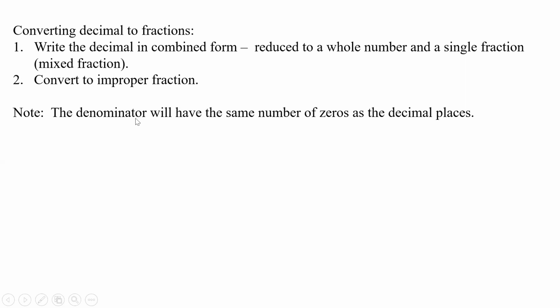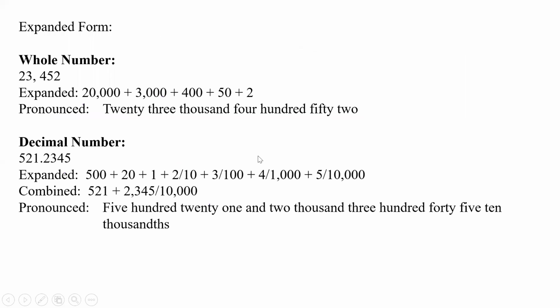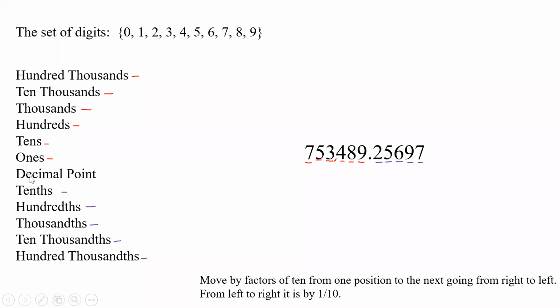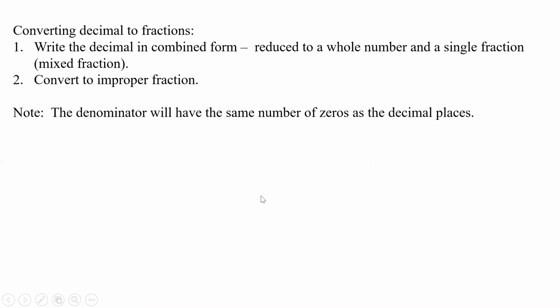So that's how we convert the decimal to a fraction, because we're going to go to an improper fraction. And the thing to note is the denominator is going to have the same number of zeros as the number of decimal places. And we can see that with this one, we have 1, 2, 3 decimal places, and we have 1, 2, 3 zeros, okay? So that's where we're going to get our number of zeros if we ever have questions. And that all comes back to the 1, 2, 3 thousandths. So that's over 1,000, all right? So that's how we're going to convert decimals to fractions.